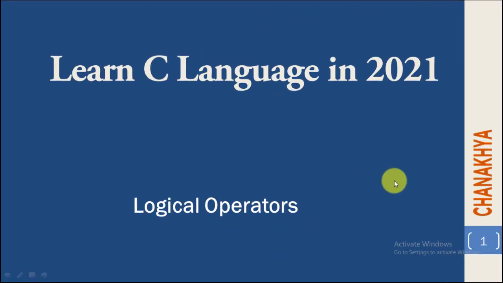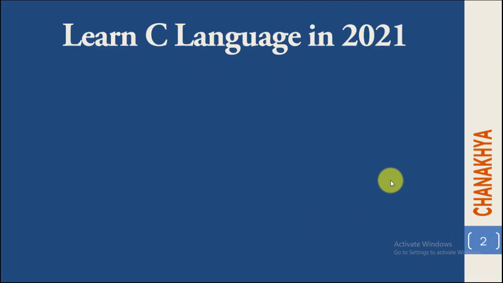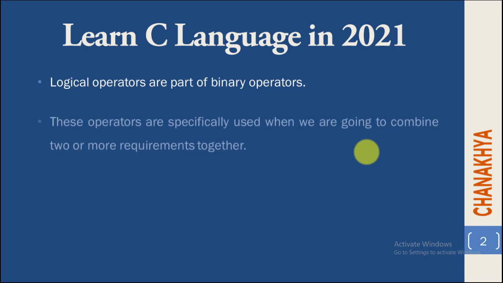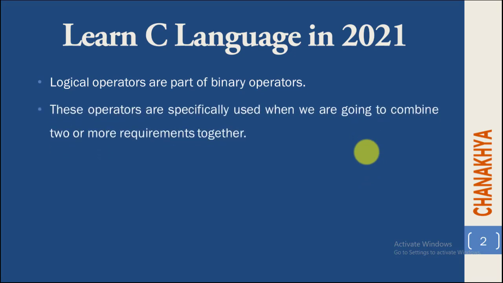Welcome back once again, and here in this video we are going to learn the logical operators in C. So first of all we need to understand what the logical operators are. We can say that the logical operators are part of binary operation, as we already know that binary is the language of computer, and that makes a combination of 1s and 0s. So these operators are especially used when we are going to combine two or more requirements together.